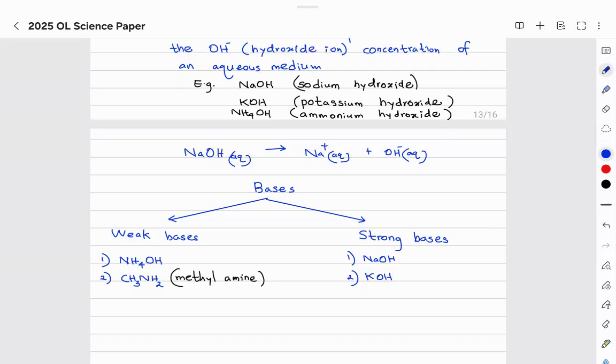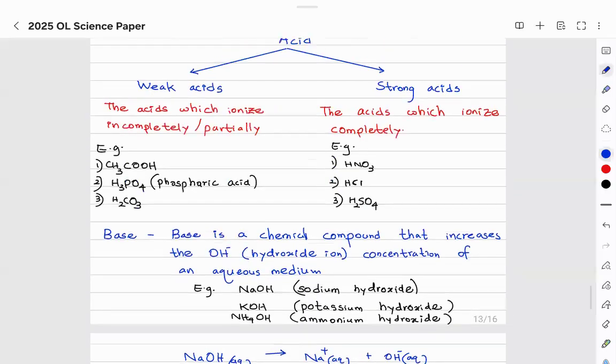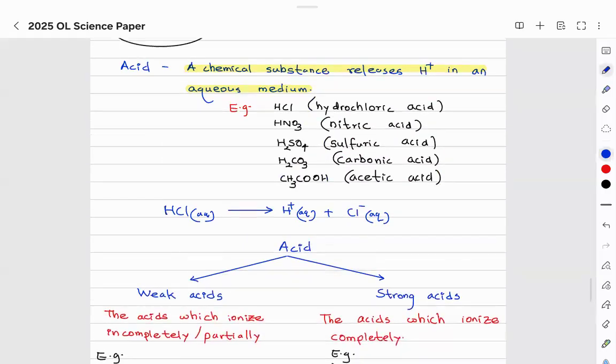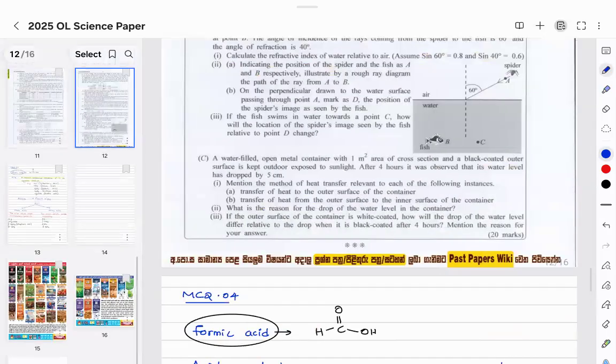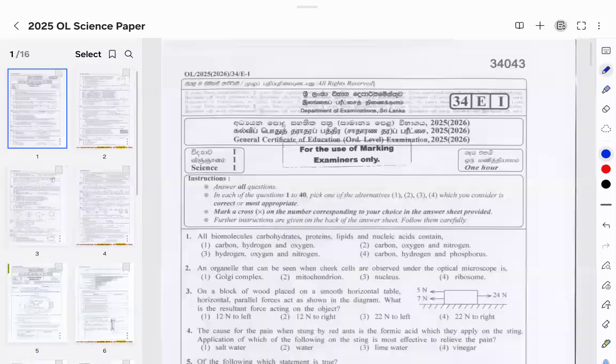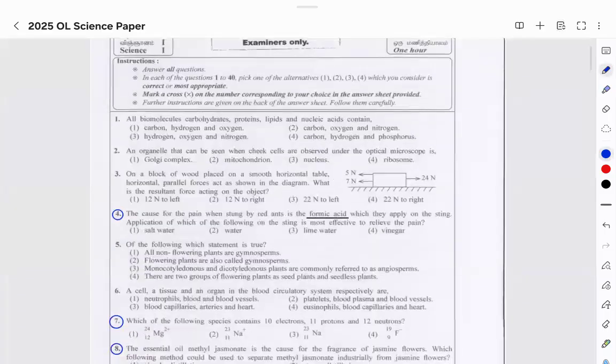This way. So they are strong bases. Clear? Now let's move to the question again. So what are the answers they have given? Can you see a base they have given here?